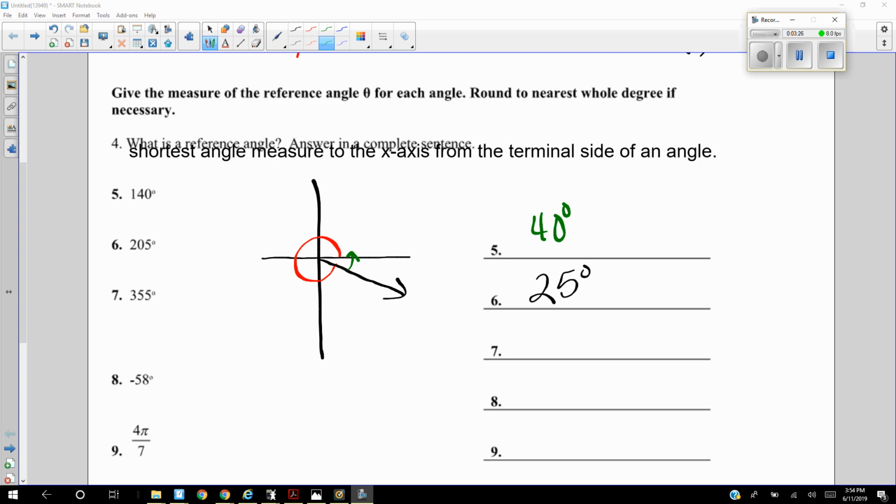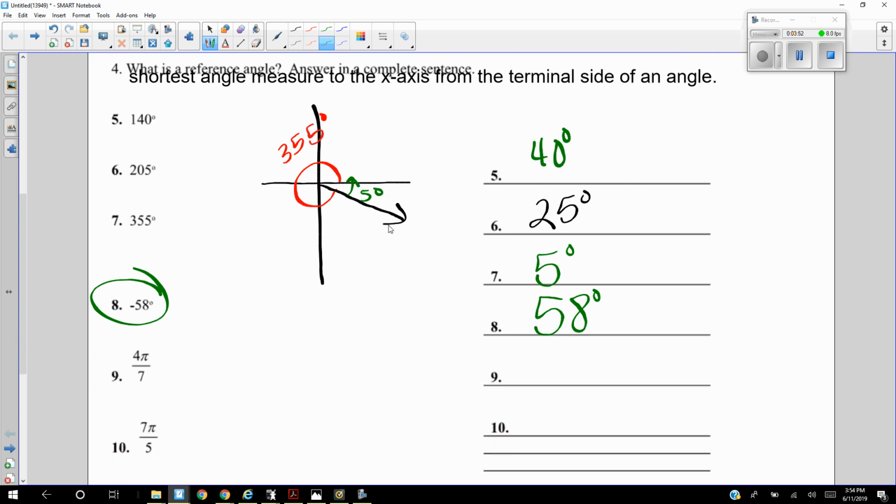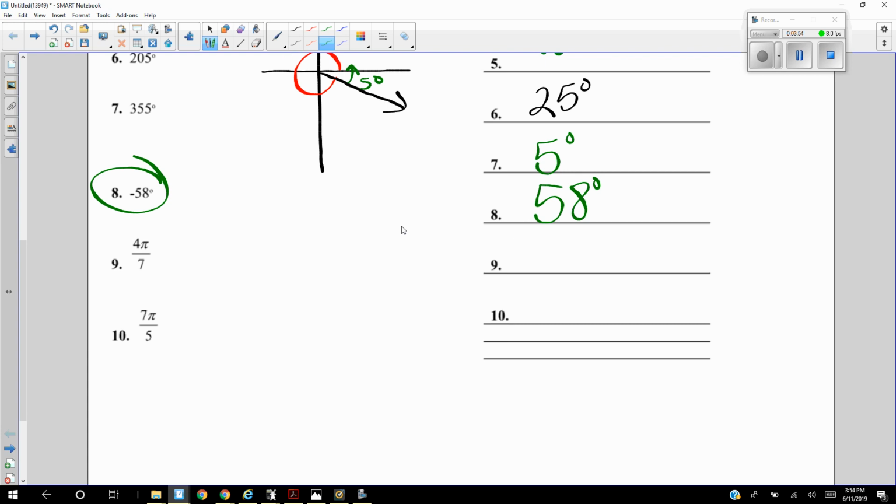So this next one, not drawn to scale, but you can see 355 is measured in red. We know there's 360 degrees for one full revolution. So that means this little piece is the reference angle, the shortest angle measured to the x-axis, 5 degrees. Number 8, reference angle is always positive. 58 is already an acute angle, so the reference angle for negative 58 is positive 58.